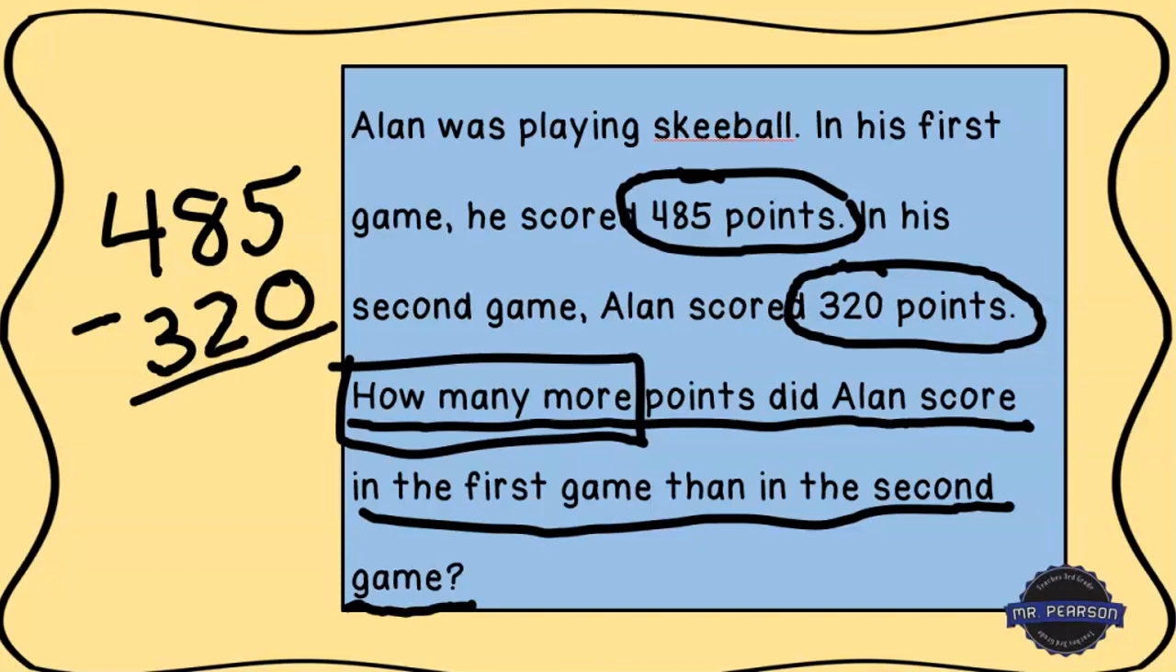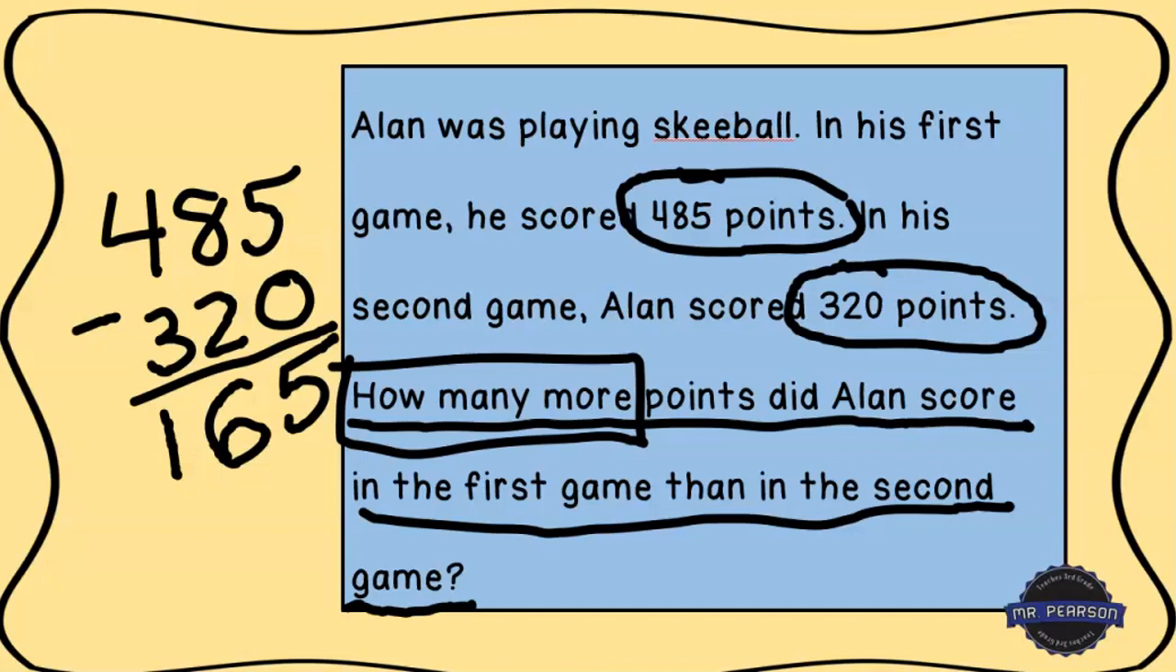Now we're going to subtract, and as always, start in the ones place. 5 minus 0, 5 take away 0 is going to be 5. Move to the tens place. 8 minus 2 is 6. And 4 take away 3 leaves us with 1. So our difference, the answer to a subtraction problem, our difference is 165.